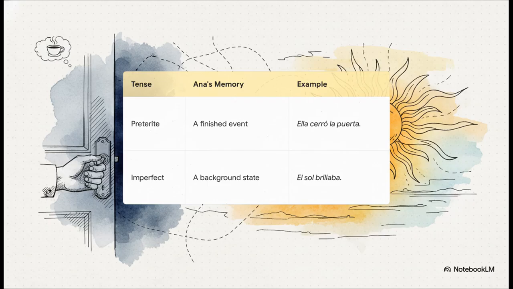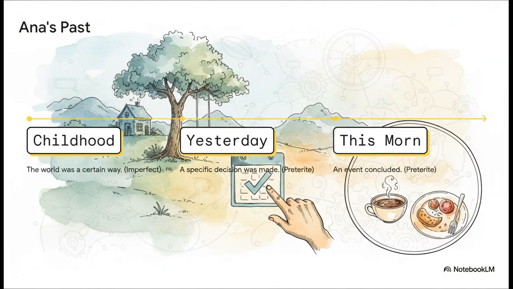That's the preterite. But she might also remember the general feeling of that day. The sun was shining. Brillaba. See, that wasn't a single event. It was the backdrop, the atmosphere of the memory. That's the imperfect. Her childhood memories, that general state of how things were, all of that lives in the imperfect. But the specific decisions, the concluded events, like what she decided to do yesterday or the exact moment she finished her breakfast this morning, those are sharp, preterite moments, plotted against that hazy background.